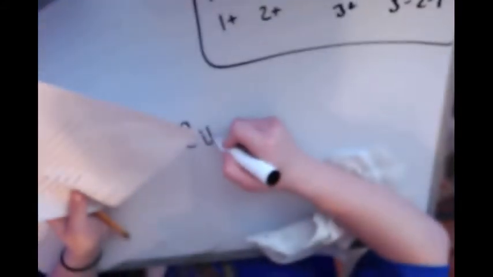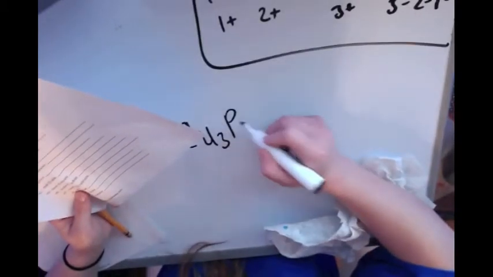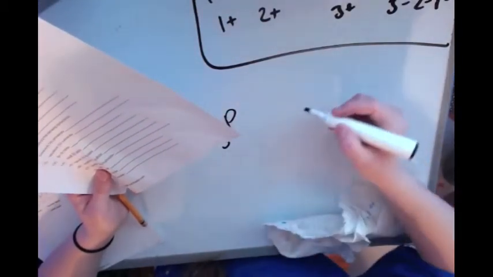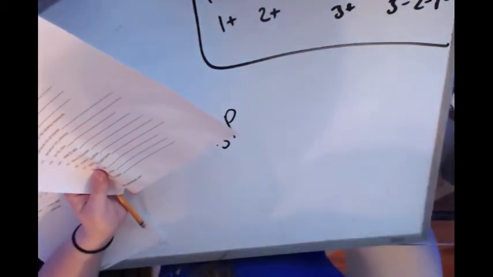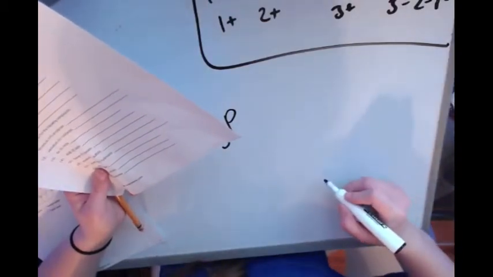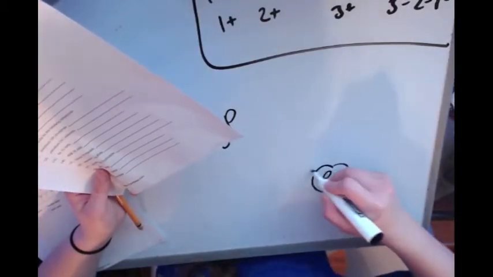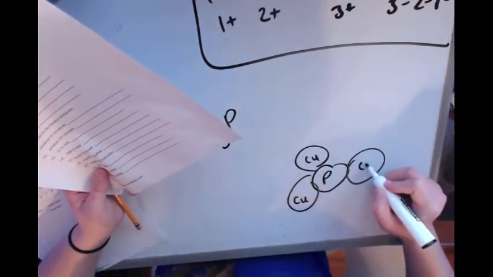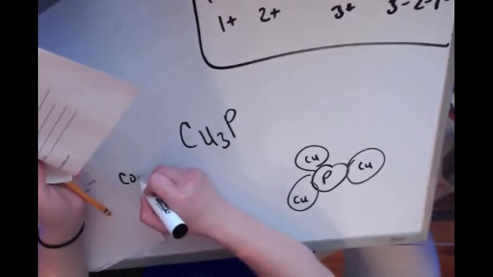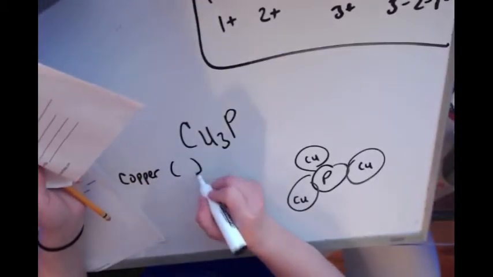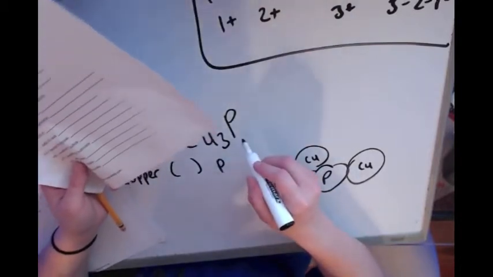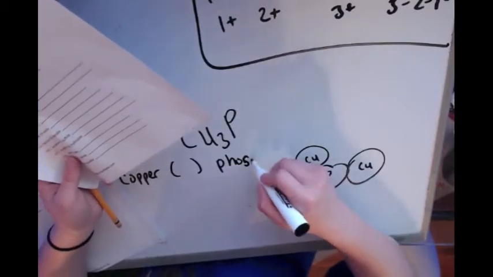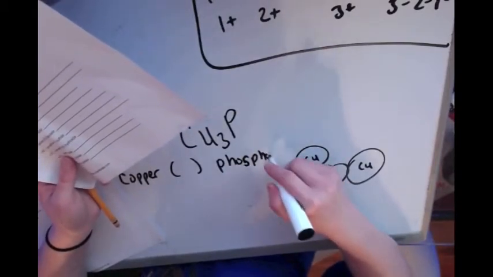We have more transition metals coming up. Next is copper phosphide. So what you see here is that there are 3 coppers and 1 phosphorus. So this is phosphorus and our 3 coppers. We can go ahead and name it as copper. We need to figure out the charge. This is called phosphorus, but it is a nonmetal and it is an anion. So we turn that to phosphide.